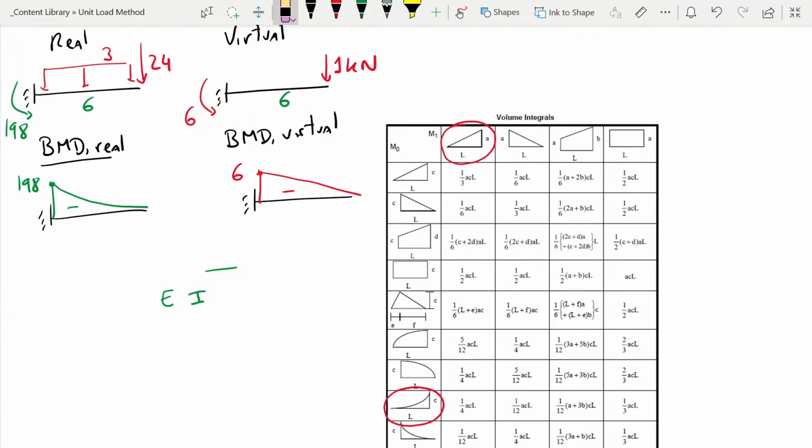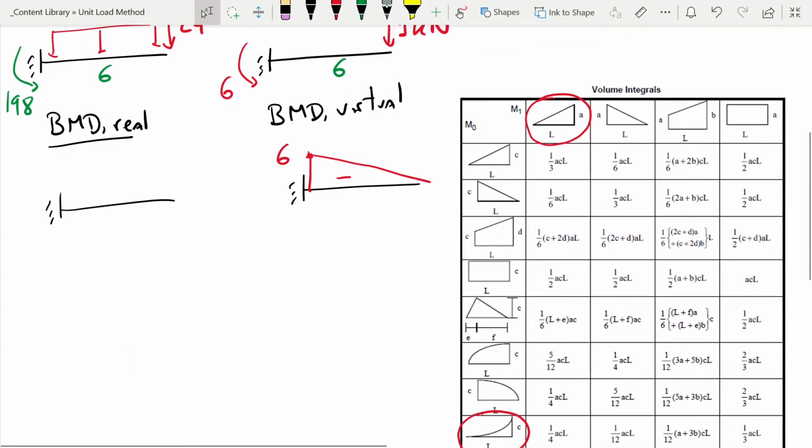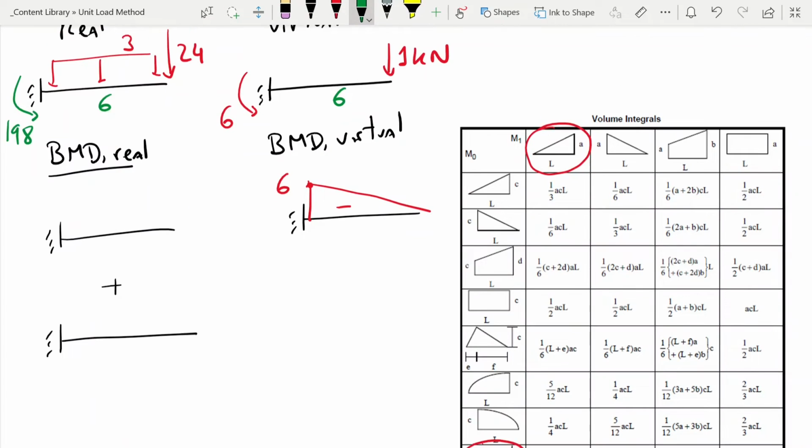We need to separate this diagram into one that comes from the UDL plus one that comes from the point load. And the way we do this is to say that the one from the point load is going to be a triangle with 24 times 6 as the moment, which is 144, plus another one that is parabolic, and the moment here is going to be 3 times 6 times 3, which is equal to 54.